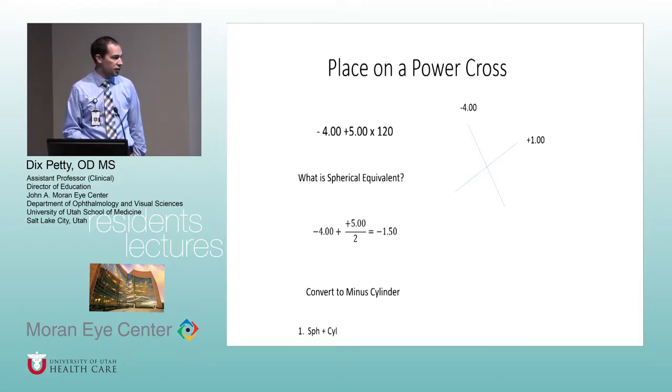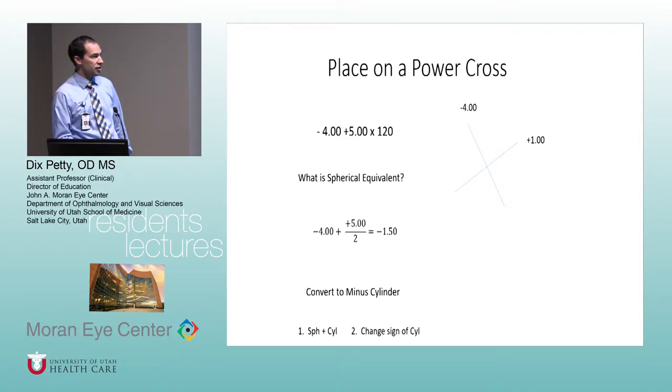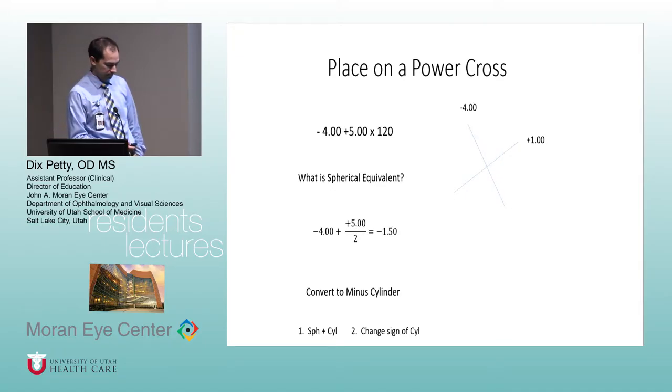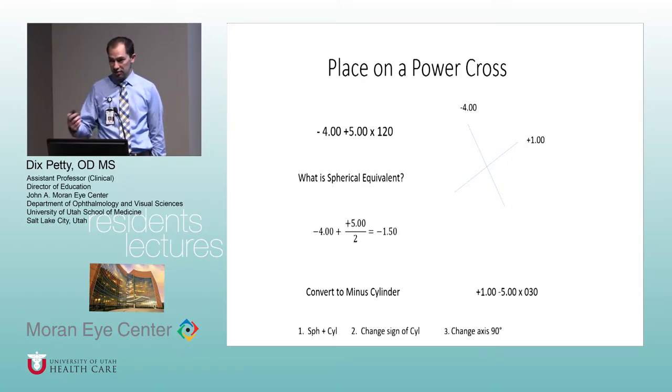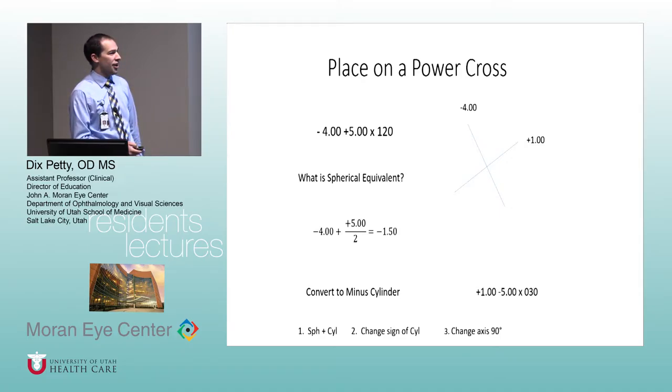The first number is just the sphere plus the cylinder. Sign does matter, once again. Change the sign of the cylinder. That's all you have to do with the middle number. And then change the axis by 90 degrees. So exactly, Eileen. Plus 1, minus 5, axis 30.